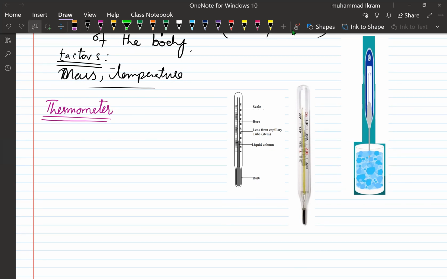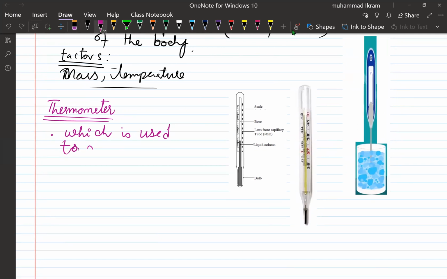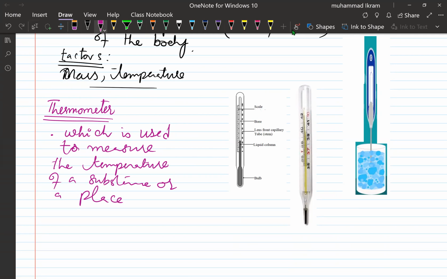Now, what is a thermometer? A thermometer is a device which is used to measure the temperature of a substance or a place. That is called a thermometer. Now, what is the working principle of the thermometer?